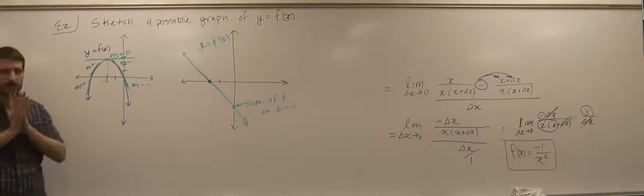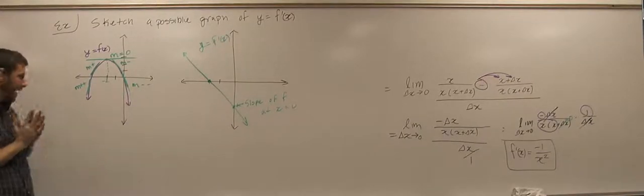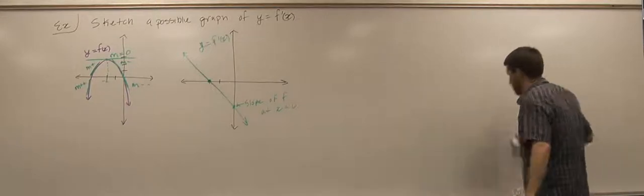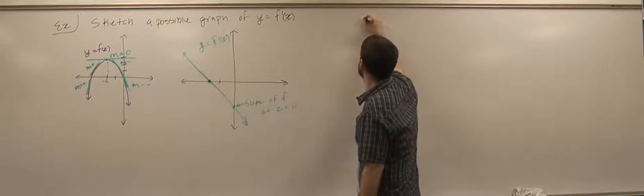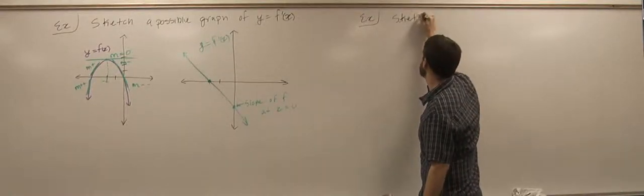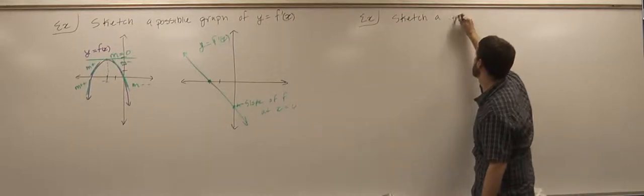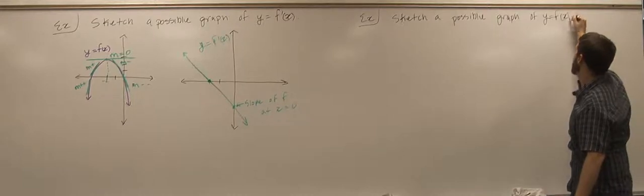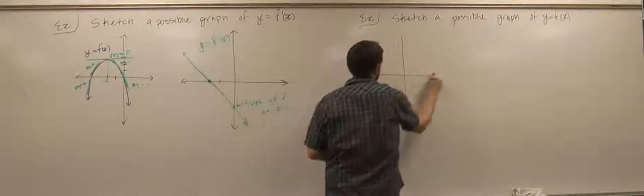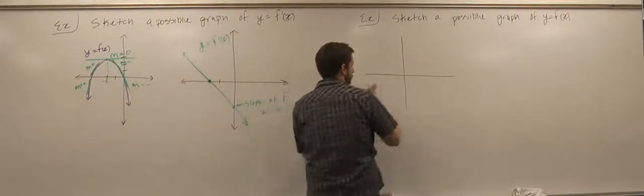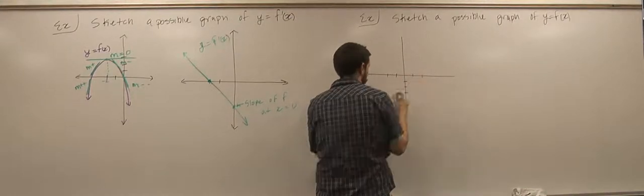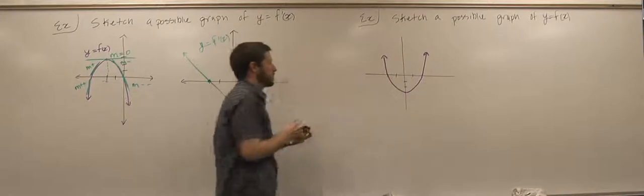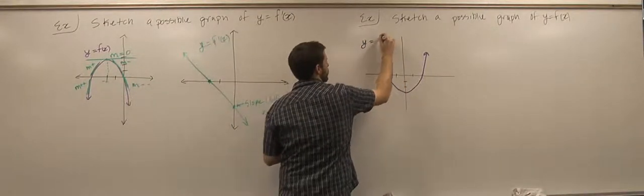Okay. What do you think about that analysis? Could you go backward? What if I gave you the derivative and asked for the original function? I want to sketch a possible graph of that. But this time, instead of the original function, I'm going to give you the derivative. So maybe our derivative looks like this. So this is now y equals f prime of x.